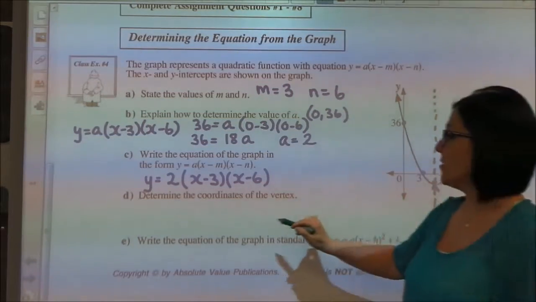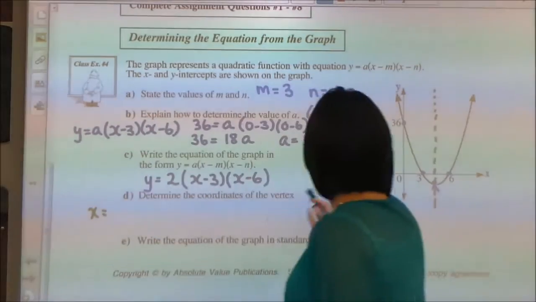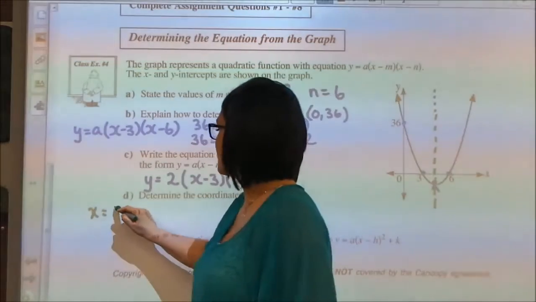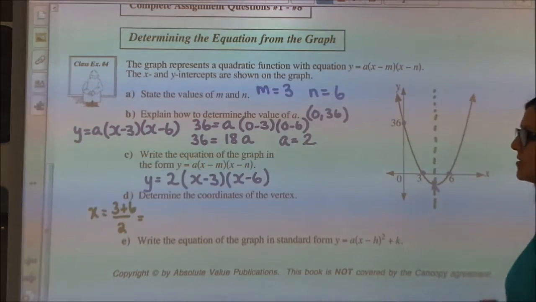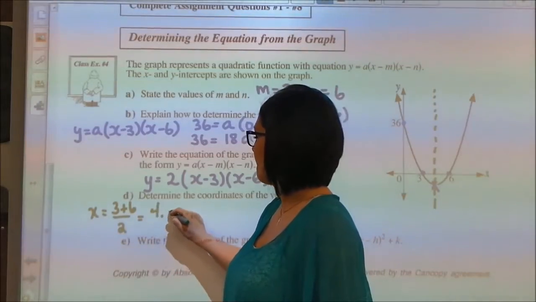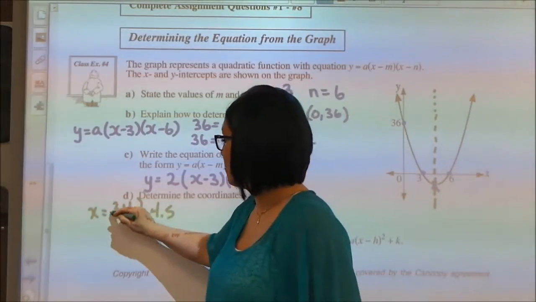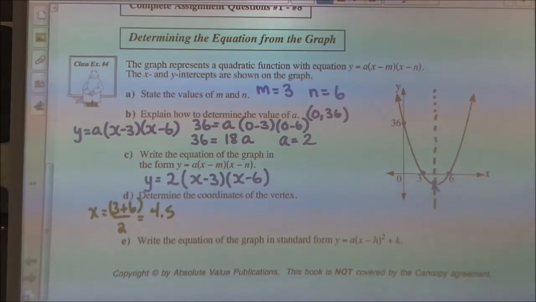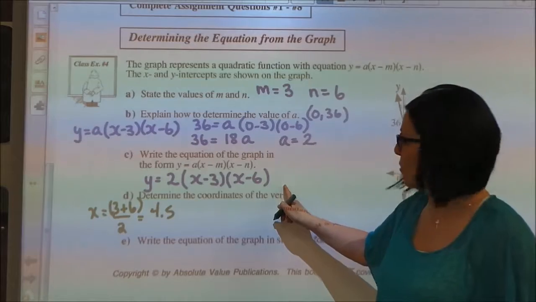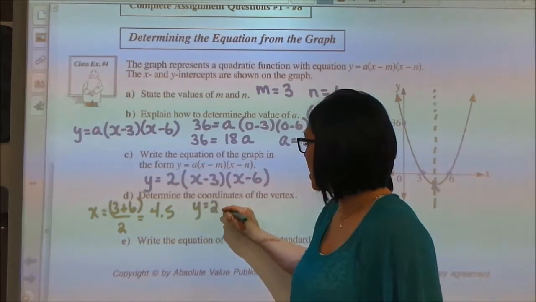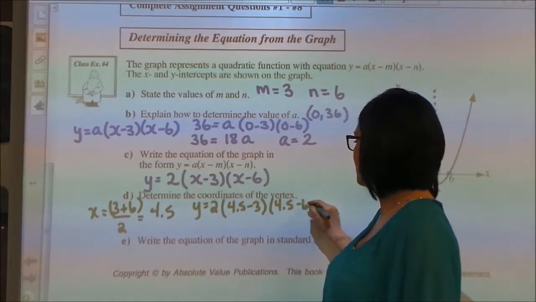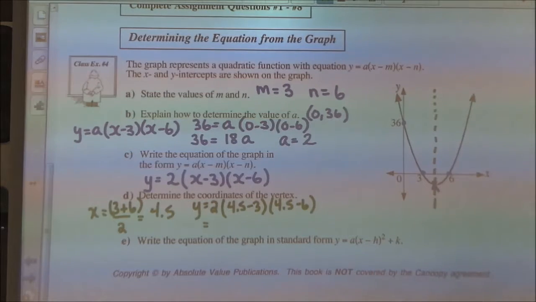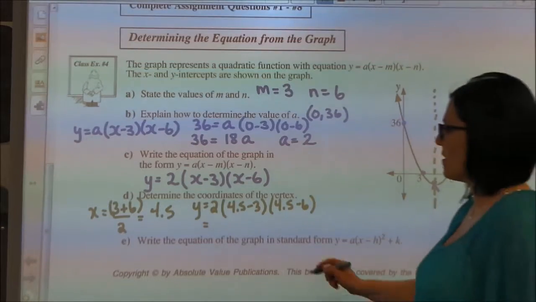So to find the x value, add these two together, 3 plus 6, and divide by 2. So 3 plus 6 gives me 9, divided by 2 gives me 4.5. If you were doing this on your calculator, you need to put brackets around the 3 and the 6. So now I put that into this equation. y equals 2 times (4.5 minus 3) times (4.5 minus 6). When I put that into my calculator, I get a value of -4.5.